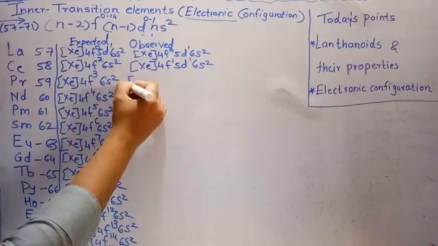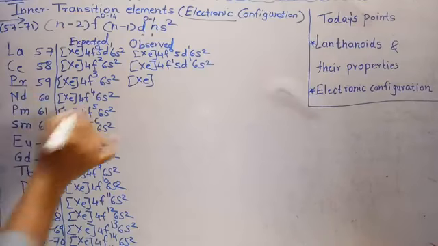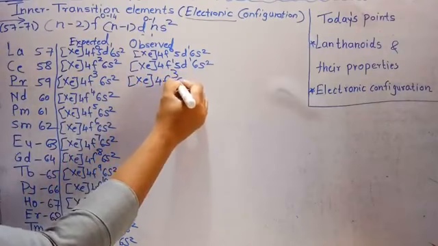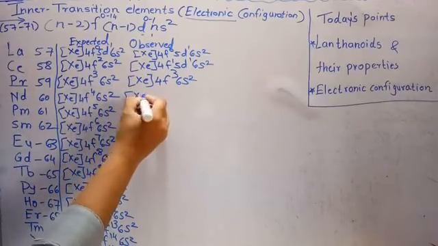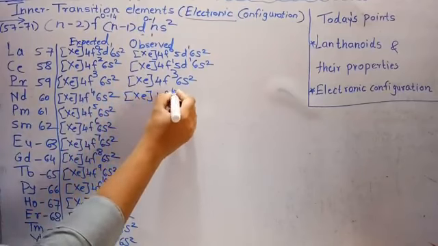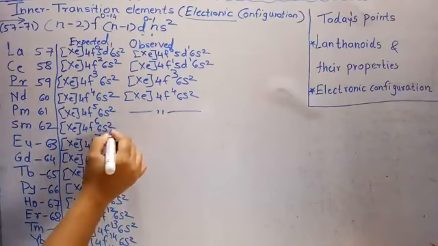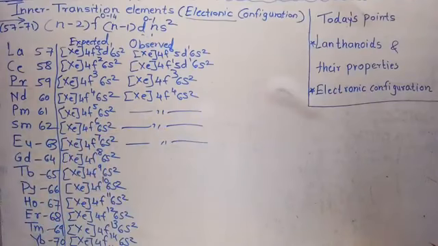Then after cerium, praseodymium shows the same as expected, xenon core 4f3 6s2. Then next one is xenon 4f4 6s2. Then the next ones also show the same in observed.